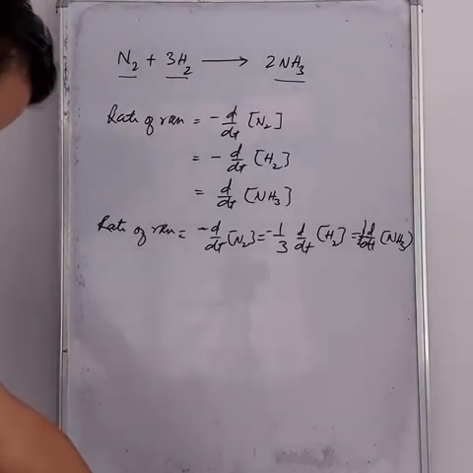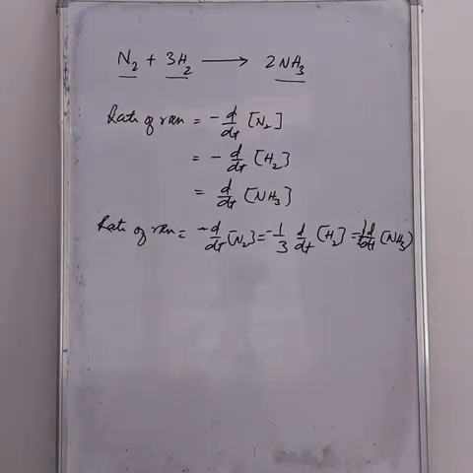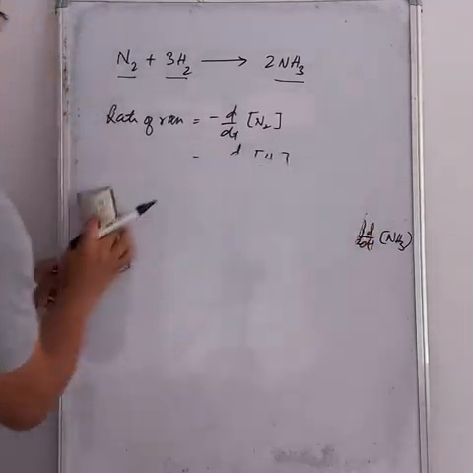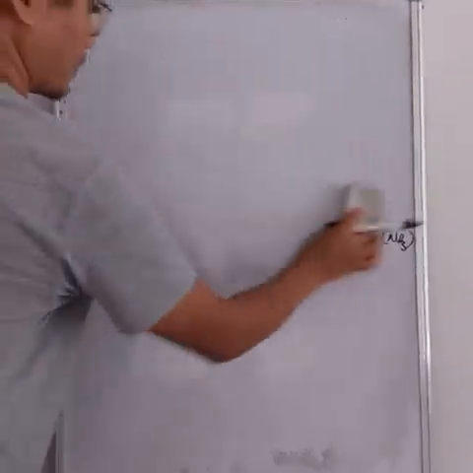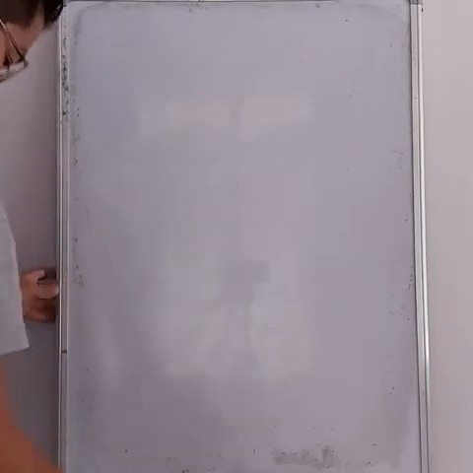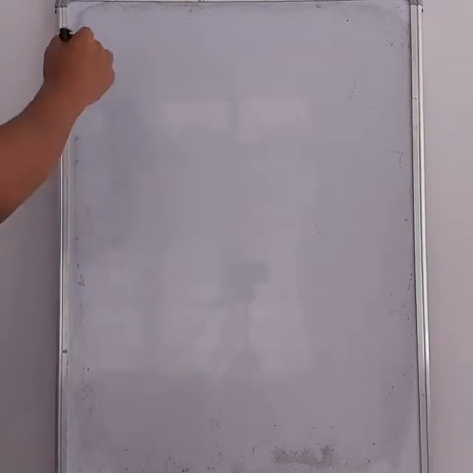Now let's move on to the factors affecting the rate of different reactions. What are the factors? If you think about factors affecting a chemical reaction, number one would be concentration.